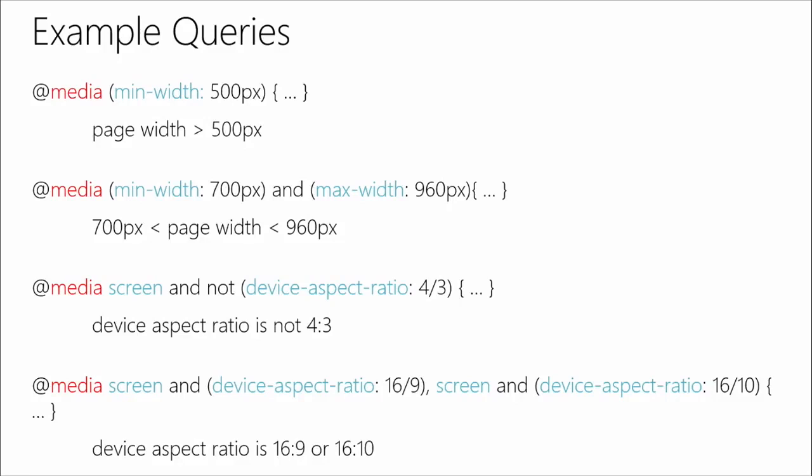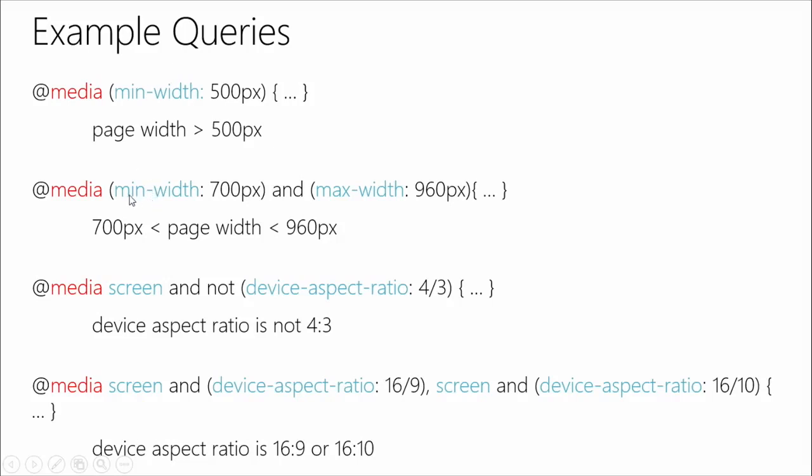So the first one we have is media, min width 500 pixels. This basically just says if the page width is greater than 500 pixels, so 500 being the minimum, it should display these things. I didn't really put any properties in here. Those are just the parameters, the important part. Yeah, exactly. This is just how to query, and then we'll talk later on about some of the considerations you should put inside of that.